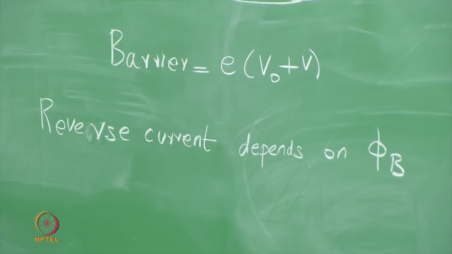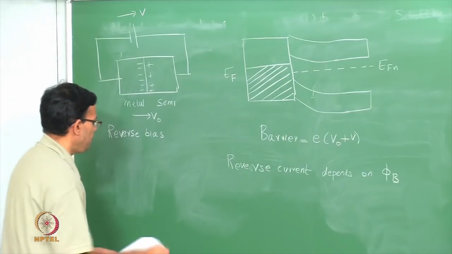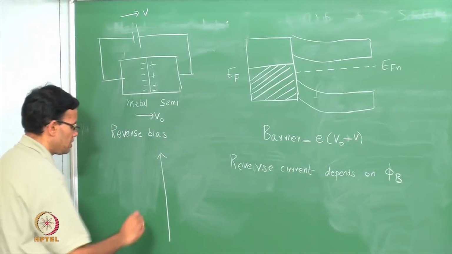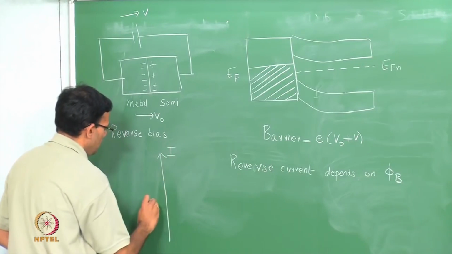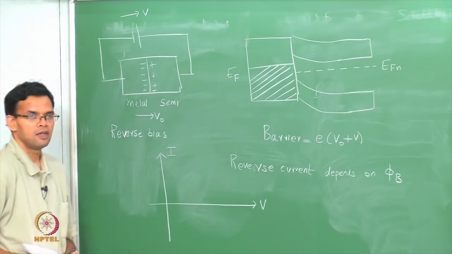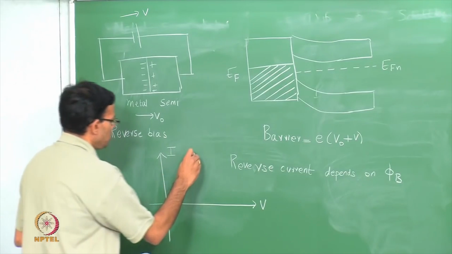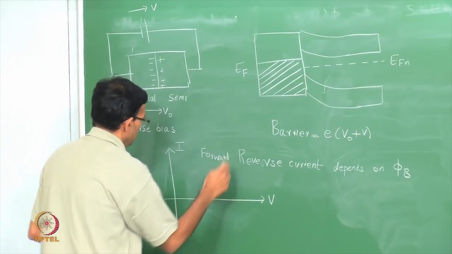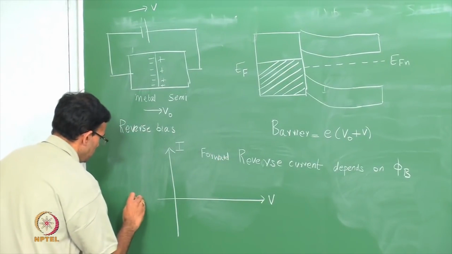So, we can draw an IV diagram for a Schottky junction. An IV diagram is one where we plot current on the y axis and voltage on the x axis. So, the first quadrant is your forward bias and the last quadrant is your reverse bias.